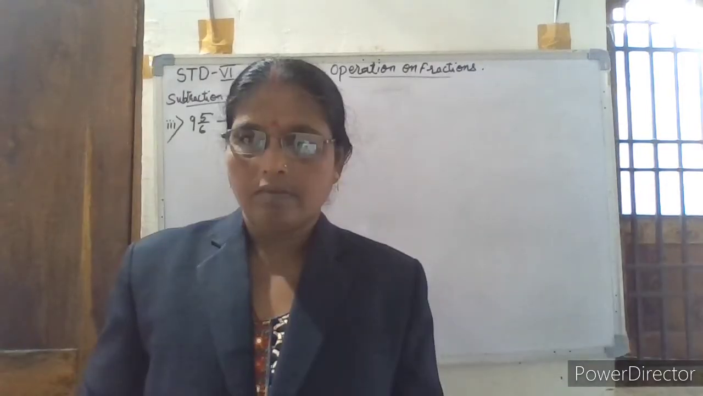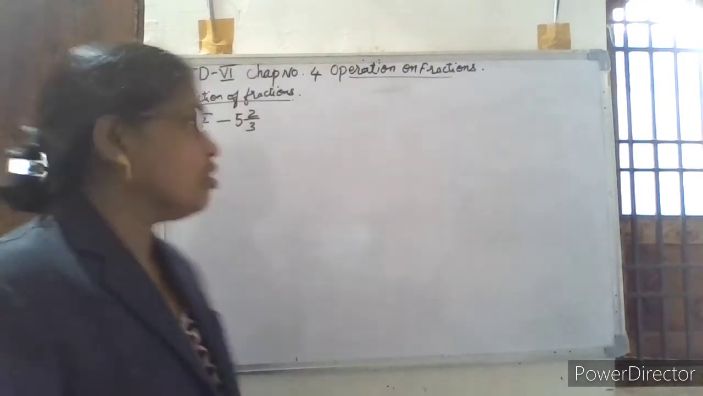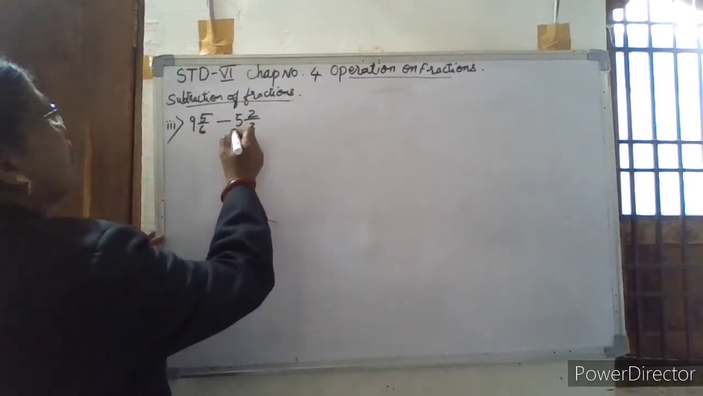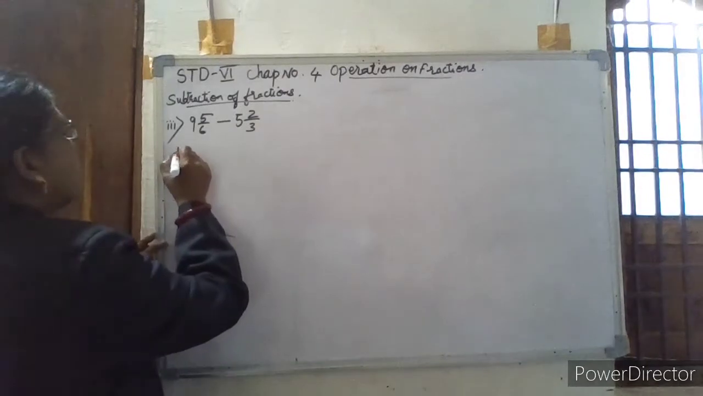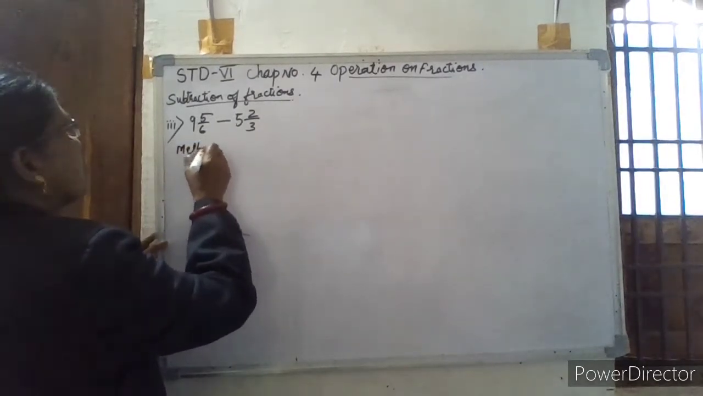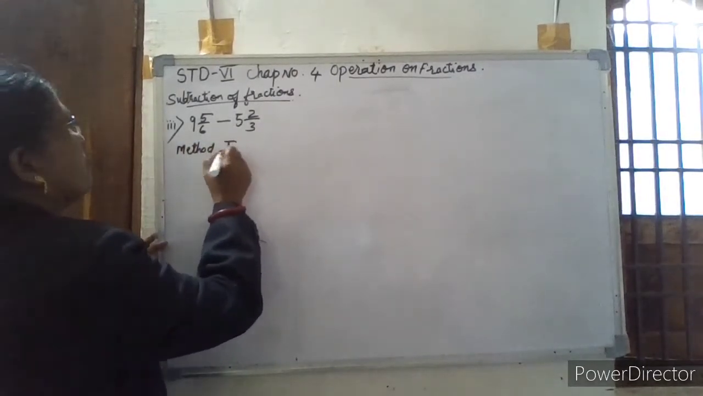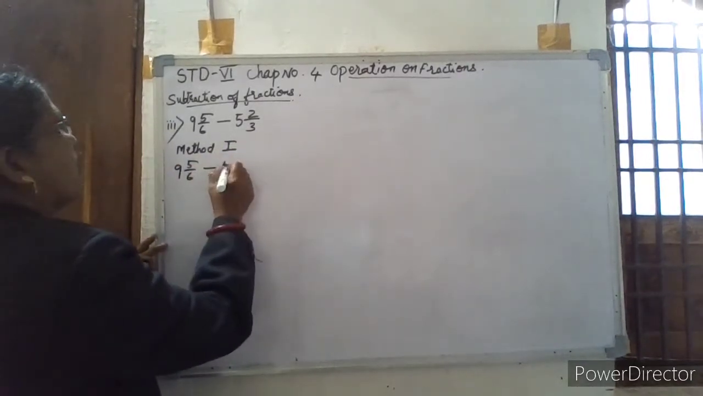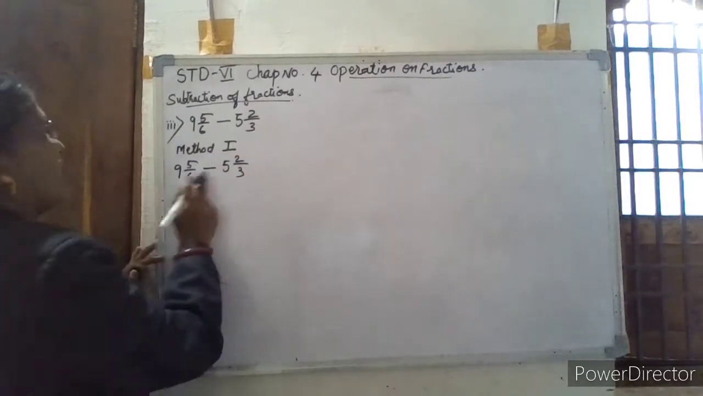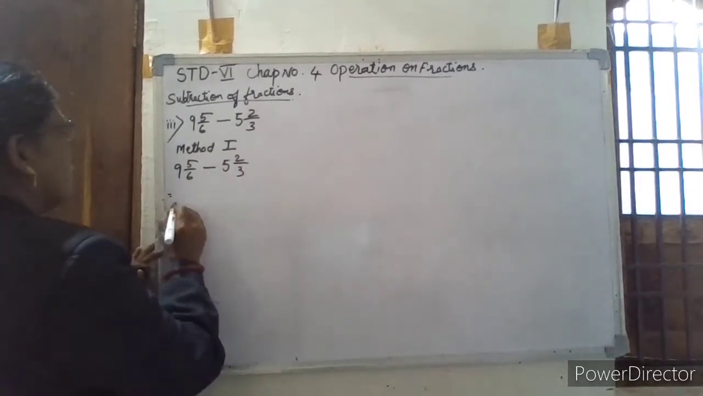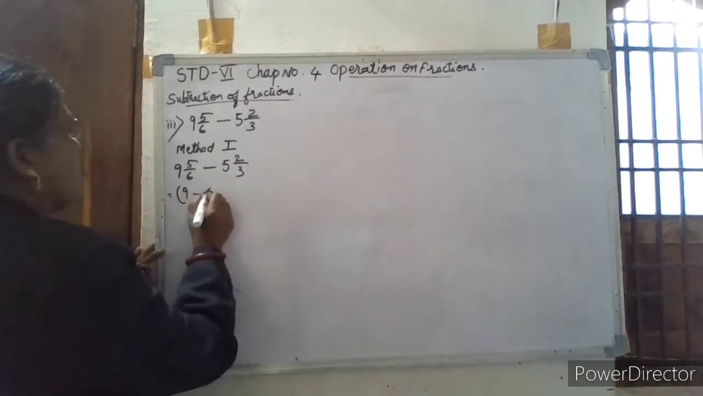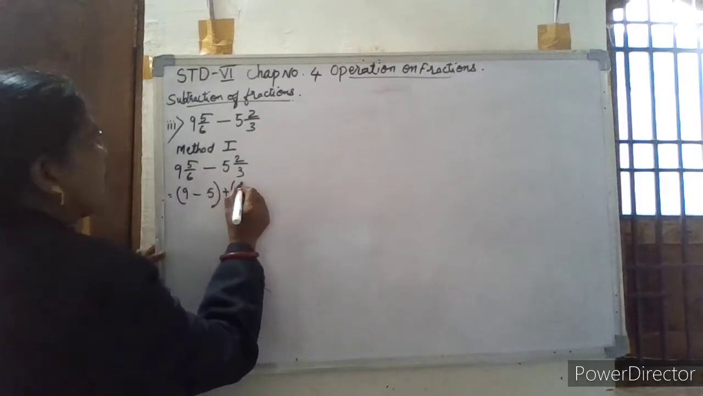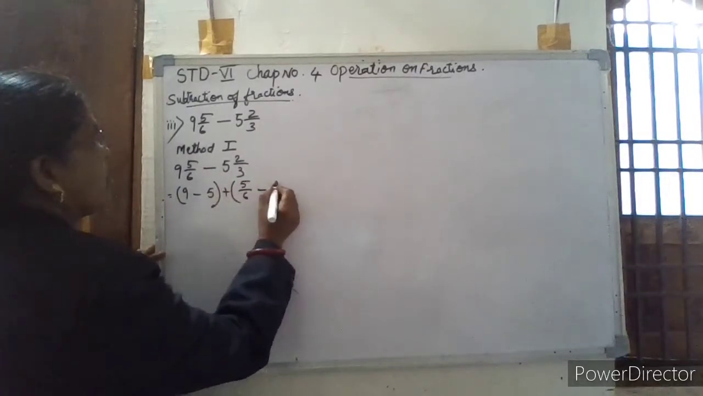Now third example of subtraction of fractions. I have taken this example 9 5 by 6 minus 5 2 by 3. So by method 1. First method, I am writing the question: 9 5 by 6 minus 5 2 by 3. We have to take the whole numbers. So this is equal to 9 minus 5 plus, here in the bracket you take only the fractional part, 5 by 6 minus 2 by 3.